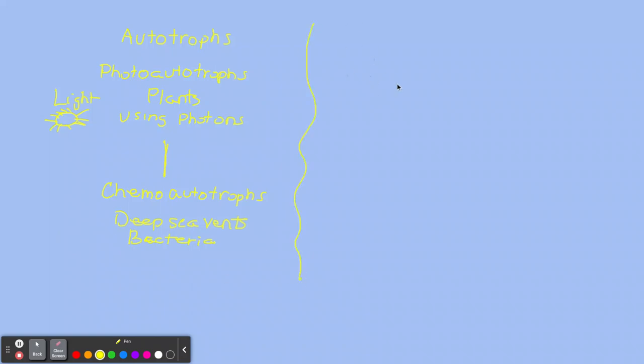And then on this side, we have the heterotrophs. And we can break down the heterotrophs into photoheterotrophs. Now again, heterotrophs, they consume other organisms, but these are not using chemical reactions in their metabolism. Whereas we would be chemoheterotrophs. So we use chemical reactions in our body to break down our food.